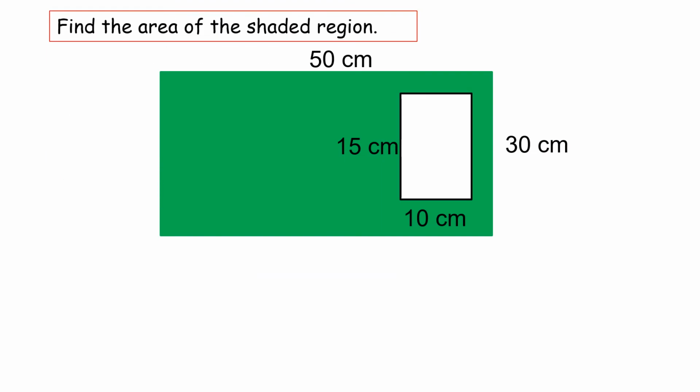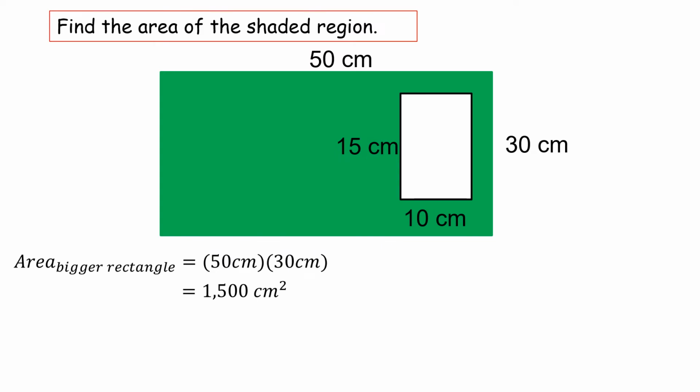Now, let us have the first example. Let us find the area of the shaded region. As you can see here, we have a bigger rectangle and a smaller one. The first step is to determine the area of the bigger rectangle, which has the dimensions 50 by 30. We all know that the area of a rectangle is length times width. So 50 times 30 is equal to 1,500 square centimeters. And take note, the area is always expressed in the second power or square units.